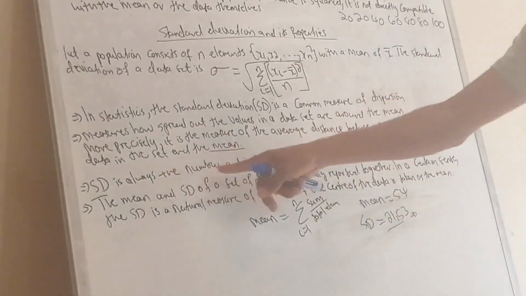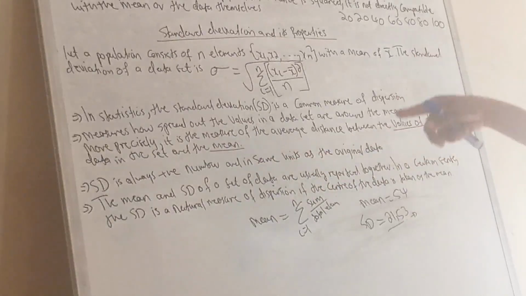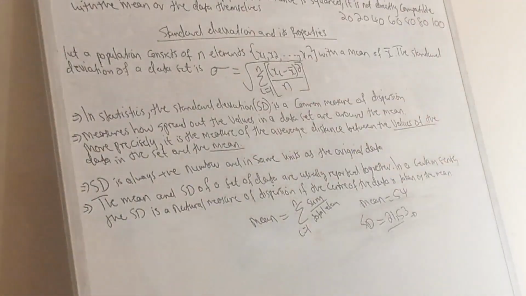Standard deviation is always a positive number and in the same units as the original data. But we are not saying the same for variance, because variance has squared units. The standard deviation has the same units as the data that is provided. If your data is in centimeters, you will calculate the standard deviation also in centimeters. But variance has got squared units.